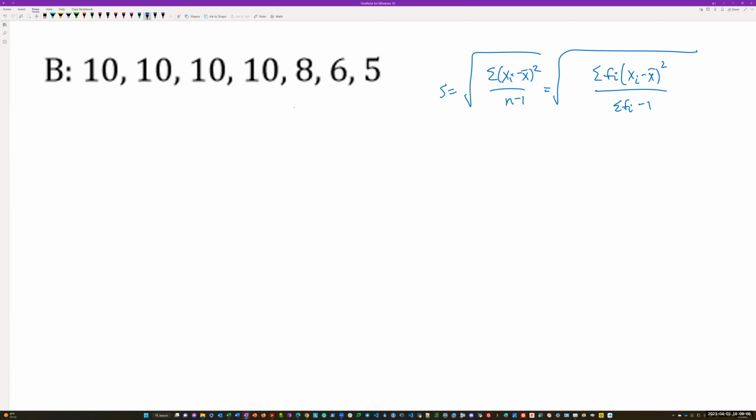I'm going to do it in that format because there's no point for me to take 10 and then subtract 4 times and get the same number each time. Does that make sense? I might as well just get it once and then multiply it by 4. All right, so I'm going to write it in this format. I'm going to write the frequencies here too. So we have 5 occurs once, 6 occurs once, 10 occurs 4 times. Is that correct?